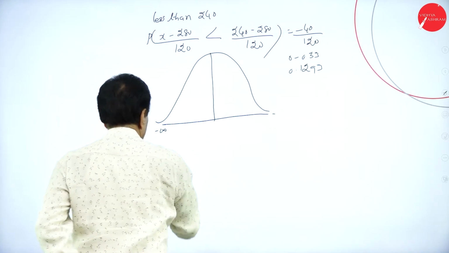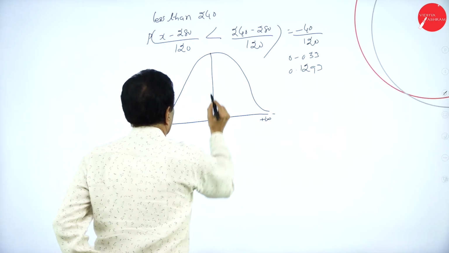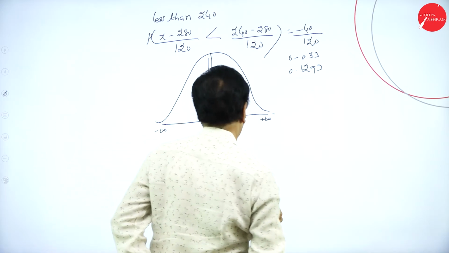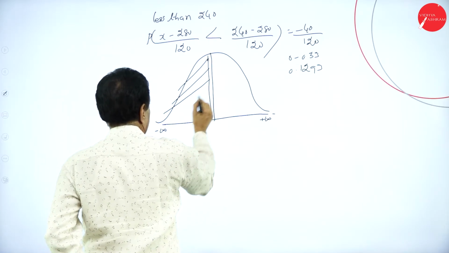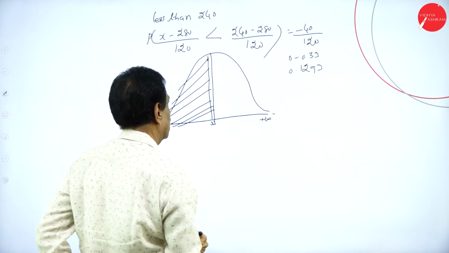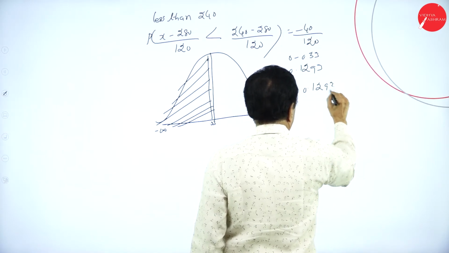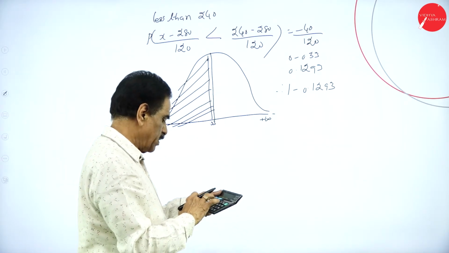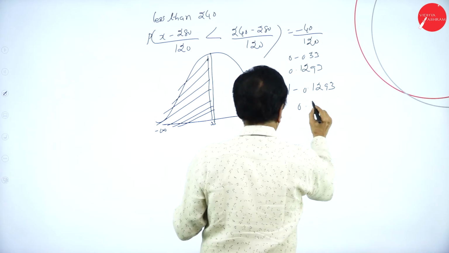This is negative. This is positive. What's your value? Minus 0.33. Minus 0.33, is it more than or less than? Less than. Therefore, 1 minus 0.1293, which is 0.8707.